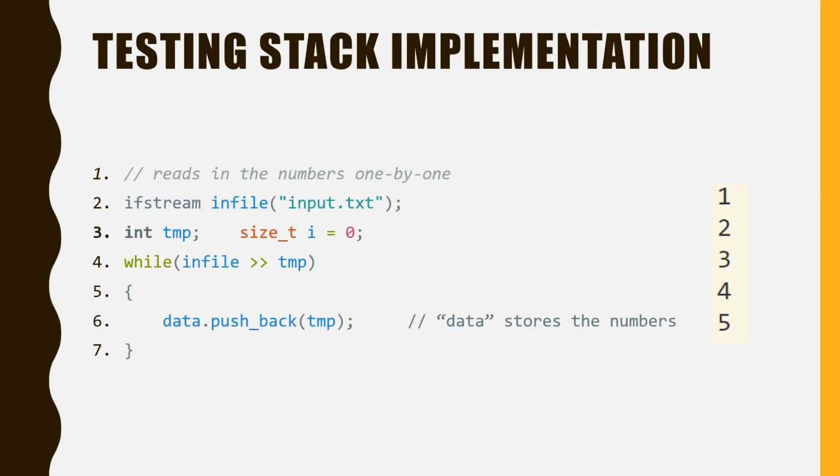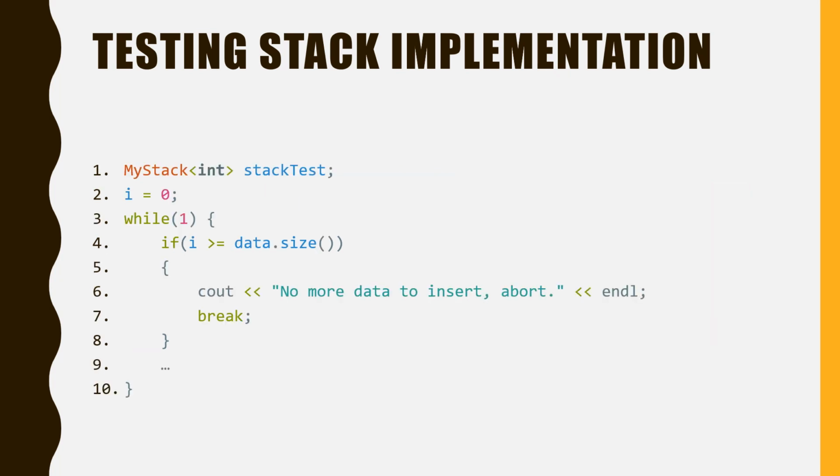Now, let's briefly go over the test program. We have a file that stores a set of numbers, one number a line, as shown on the right of the slide. We read in the numbers and store in the vector called data. We then write a while loop to process each element in the data vector.